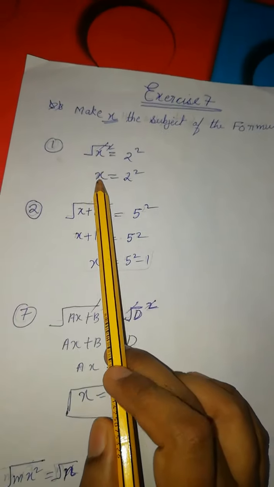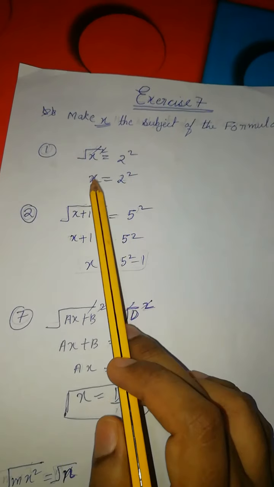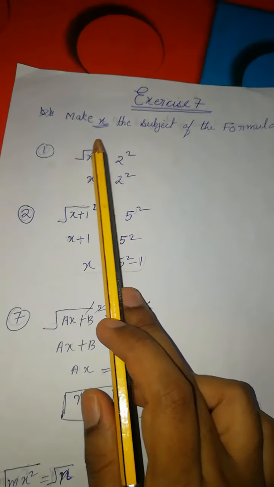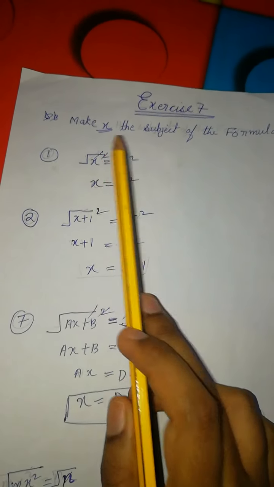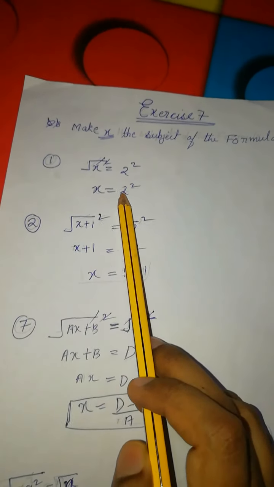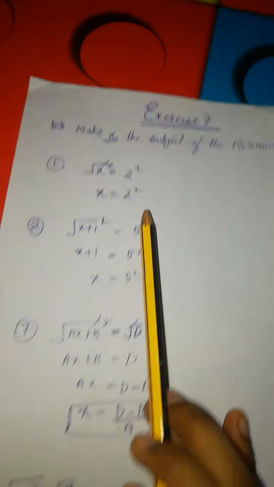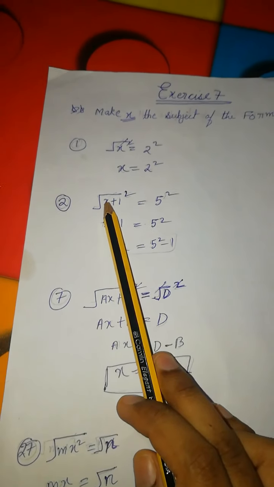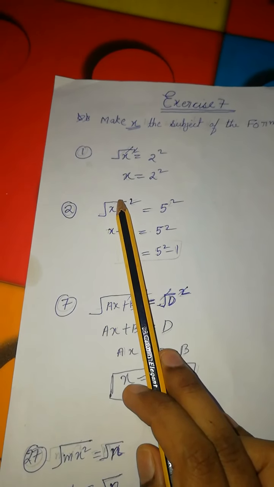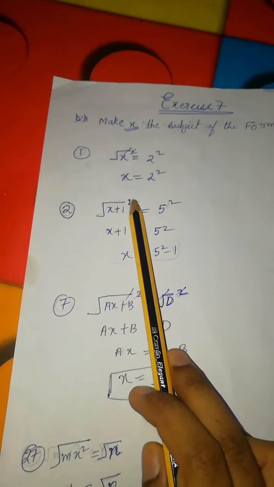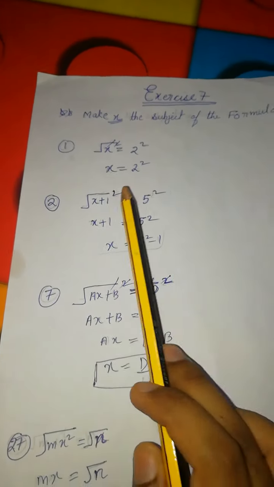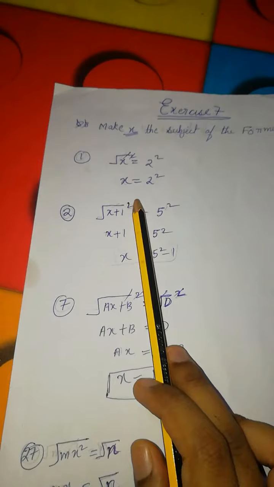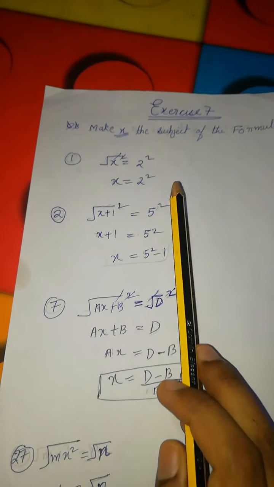Okay, so now the square root is cancelled with the square, so what is left? X. So x is equal to 2 square. Okay, and now come to question number 2. As I told you before, to remove this square root we have to put a square. If you are putting square up, you have to put a square to this number also.